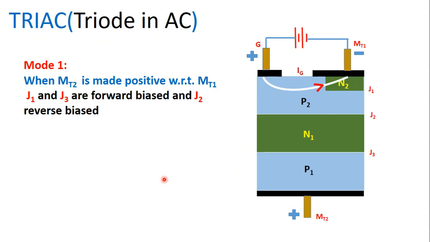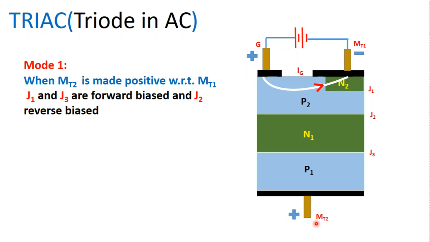First one is mode 1, that is quadrant 1 operation. This is the schematic diagram of the mode 1 operation. In this, MT2 terminal is made positive with respect to MT1 and gate is positive with respect to MT1.